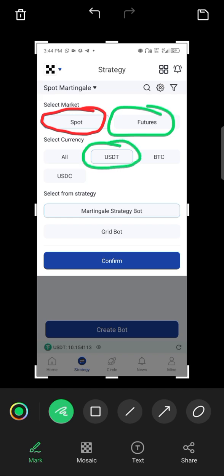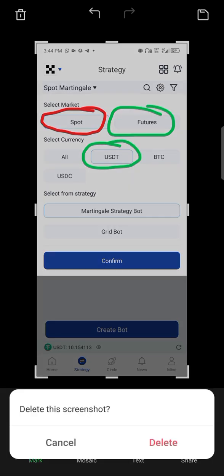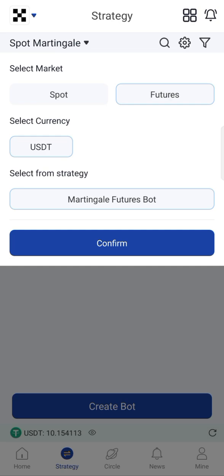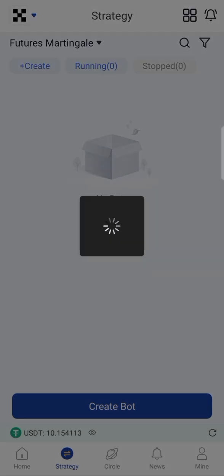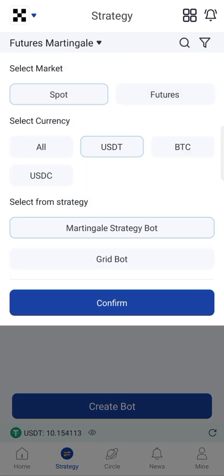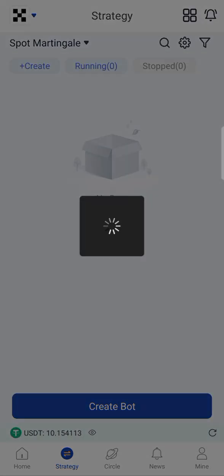And then the strategy that we'll be using to trade is the Martingale strategy bot. That is what we'll be using for now. Basically, that is how to choose a spot trade or a futures trade on your Royal Kill bot. As you can see, if I choose futures trading, I will see futures trading at the top here. Then I can also choose spot, then it will give me spot trading. So that is basically what it's all about.